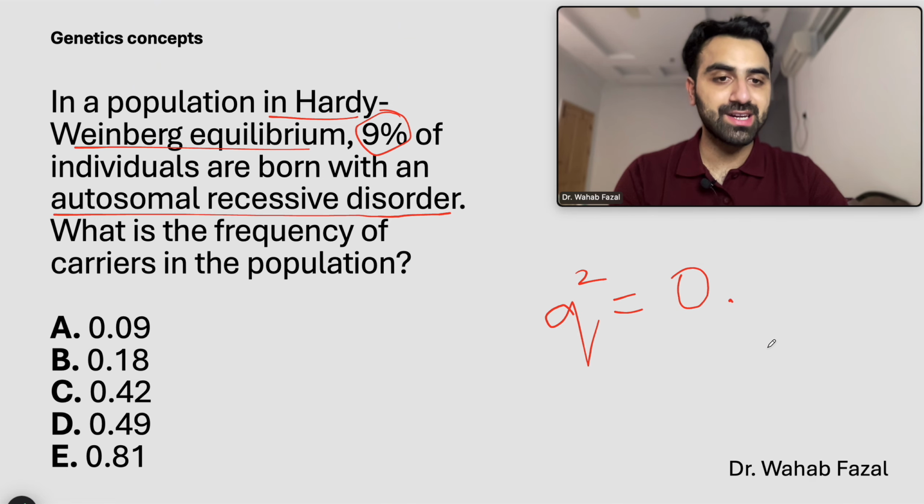This is the frequency of carriers. This is the frequency of heterozygotes in this population. So these are the people, they said with autosomal recessive disorder, what is the frequency of the carriers in this population? This is the frequency of the carriers in this population.